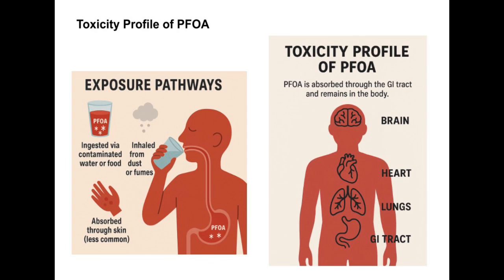And on the right side, we get a closer look at what happens once PFOA is in the body. It's absorbed through the gastrointestinal tract and doesn't just pass through, it stays. The diagram highlights several organs that can be affected: the brain, heart, lungs, and the GI tract. These are marked in red to show the potential areas of concern. So the takeaway here is that PFOA isn't just persistent in the environment, it is persistent in us. And once it's in, it can impact vital systems, which is why understanding its toxicity profile is so important.